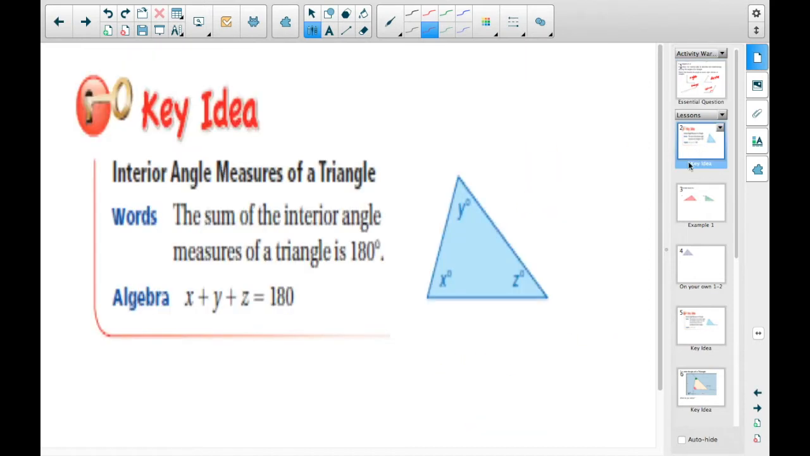So here's a key idea. Interior angles, which are the inside angles of a triangle, add up to 180 degrees. So the sum of all the angles inside the triangle, the interior angles, is equal to 180 degrees.